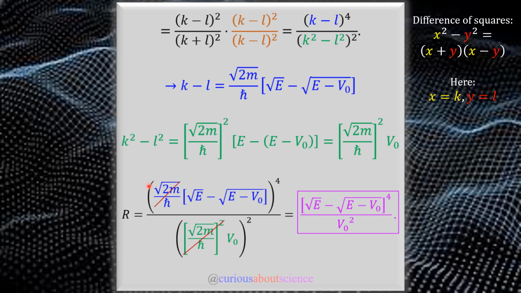That being said, we still have to plug the blue and green in, and the top part has a 4 on it now, so be aware of that. The bottom part is something squared, and because we have a 4 here with this blue root 2m over h bar, here the green has 2 times 2, which is the same factor of 4, so those cancel. Even better. All our constants go bye-bye, and we get a pure energy equation of the square root of E minus the square root of E minus V naught, over V naught squared.